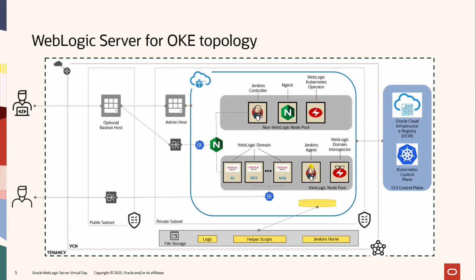And all this is also provisioned on a private subnet, and it's only exposed through secure means by a public load balancer, if you choose to use a public load balancer to expose your applications. And the bastion host, again, is optional, just to access the administrative ports. All right.